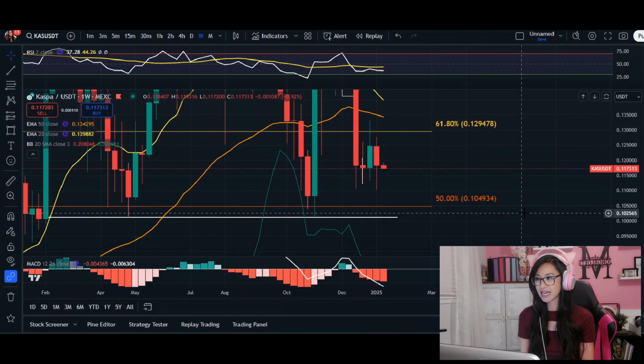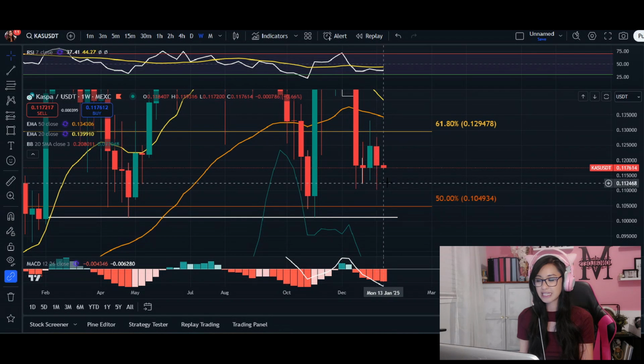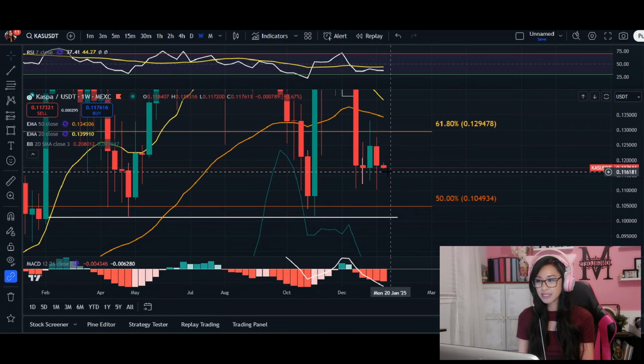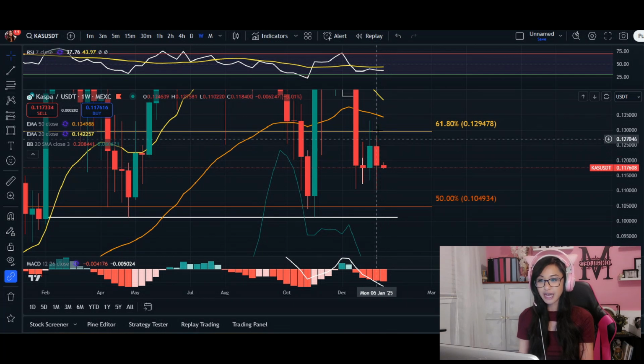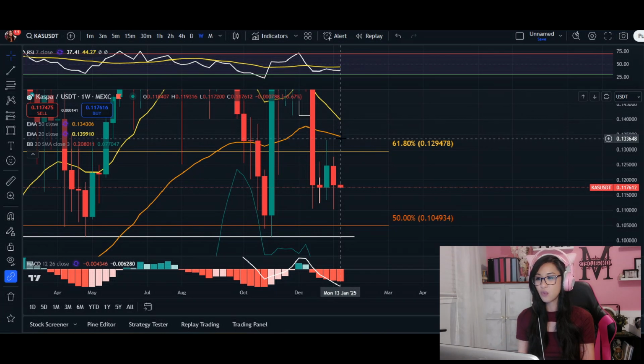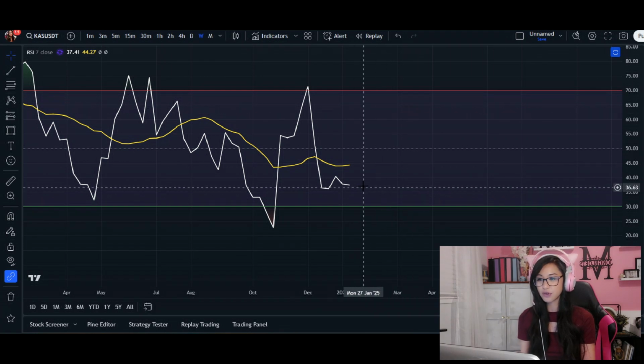So right now we can see Kaspa is trading at 0.117. On the weekly time frame here, we can see that KAS is trading below our 61% Fibonacci level, which has now turned into a level of resistance. We can see it's hovering in between our 61% and our 50%. Now the price is hovering just below our 20 moving average. This does reinforce this bearish outlook for this time frame, while the 50 moving average again adds another layer of resistance.